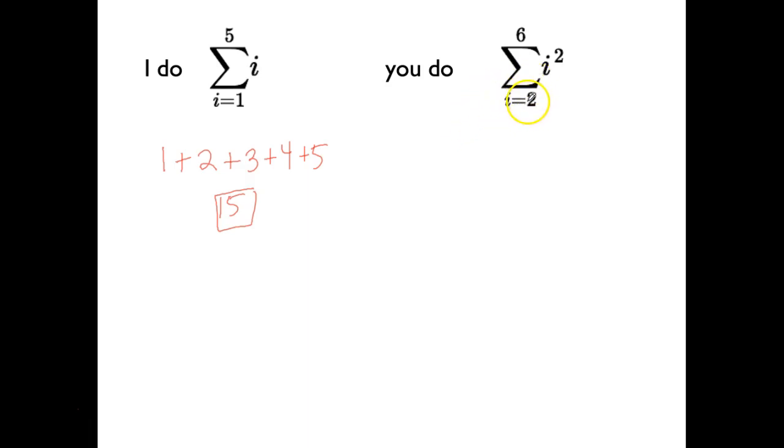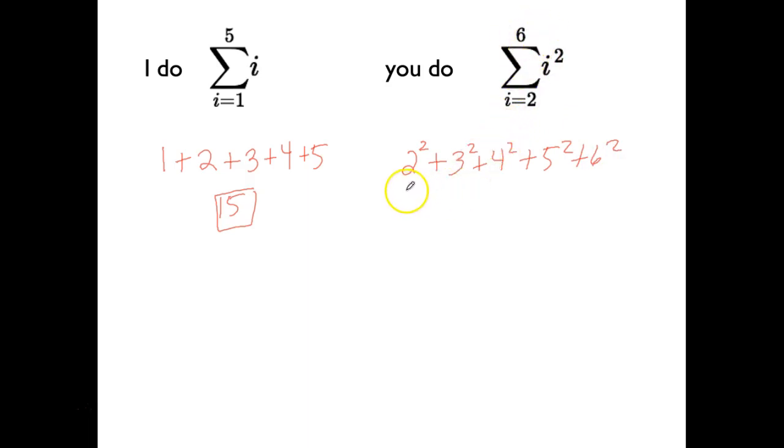We're going to start at the number 2. So we're going to plug in 2 into the function. That's going to be 2 squared. And we're going to sum it with the next number plugged into the function, which would be 3 squared. And we're going to sum it with the next number plugged into the function, 4 squared. And the next one, 5 squared. And then the next one, 6 squared. And that's where we stop because that is the number on top.